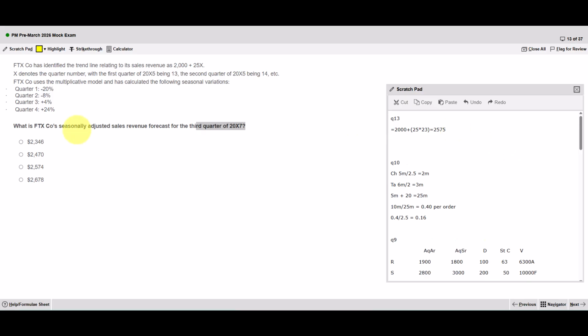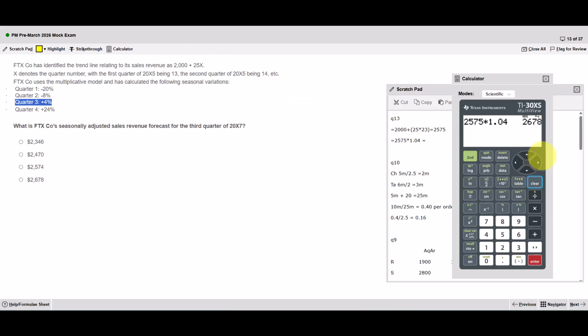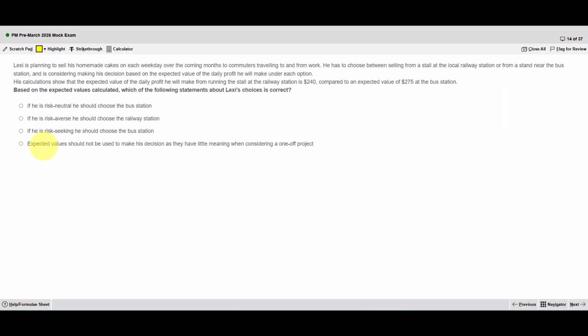It normally is. We now need to do the seasonal variation. So the third quarter is 4%. So we multiply that by 1.04. Gives us 2678. So taking a look here, we can eliminate this bottom one because it isn't a one-off project, it's a repeated project.